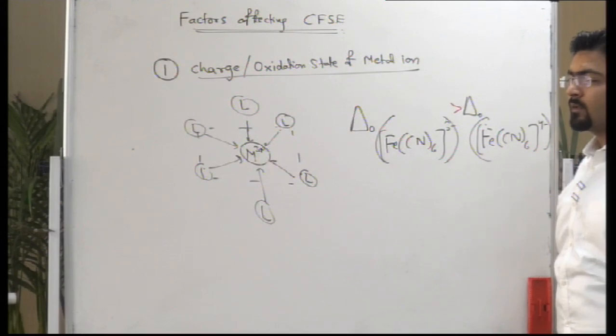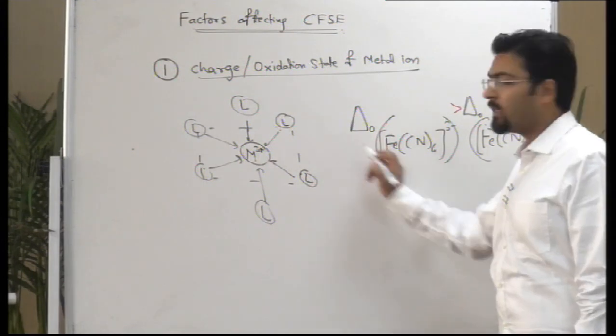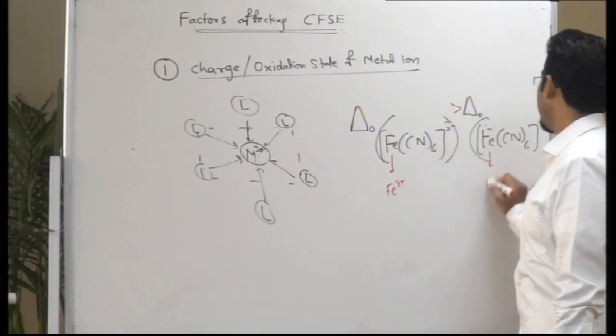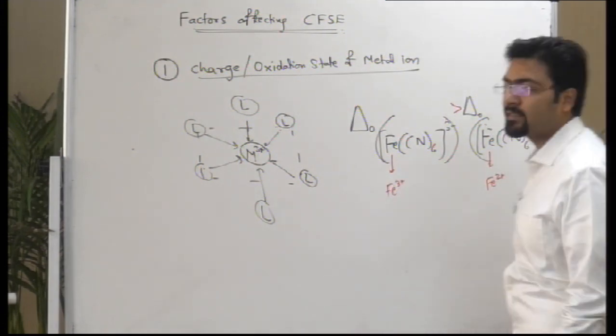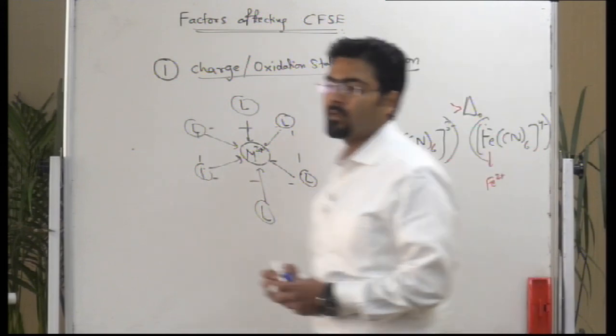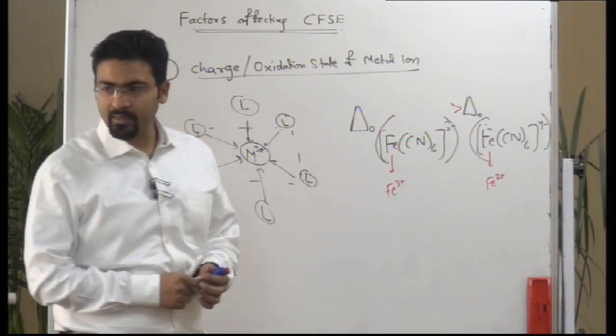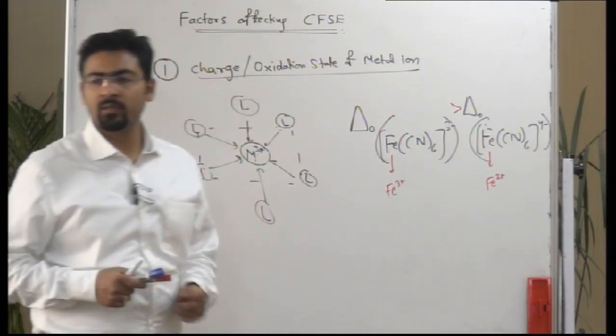So the energy gap in this octahedral complex will be higher because it is Fe3 plus and this is Fe2 plus, and as you can see, everything else is same. Both are forming octahedral complexes, both are using cyano as a ligand, both are using iron as a metal ion, but the only difference is the charge or oxidation state on the metal ion.